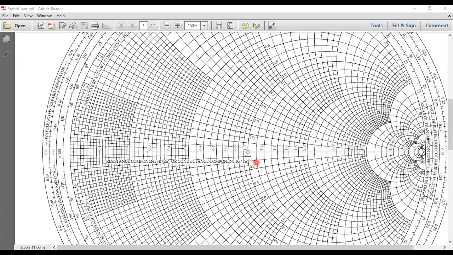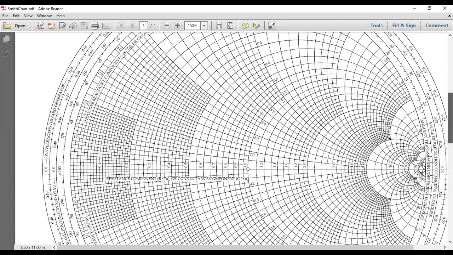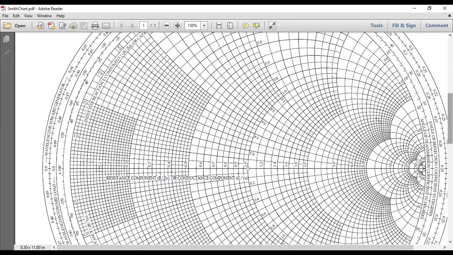If I want to put a resistance value of 1, I can put it here. If any resistance value is 1.2, I can put it on this horizontal line. Between 0 and infinity you can put any resistance, but you have to remember that it will be the normalized resistance. Now we will go further: instead of the resistance, if you want to put the impedance, how can you plot it? We will take one example.